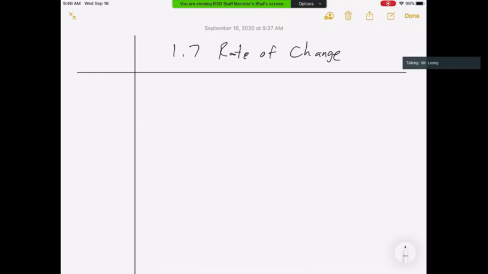Okay, write this down, please. Rate of change describes how one quantity changes with another.